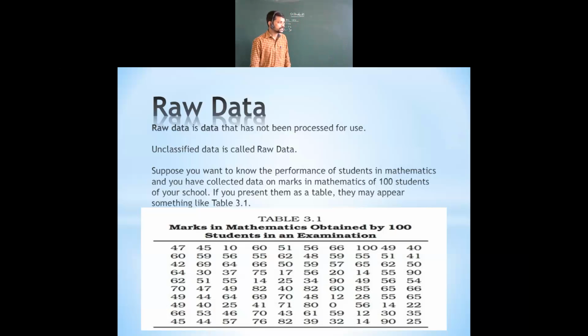Even in the first line, after the raw data heading, it says that raw data is data that has not been processed. It is not processed for use. For using that data, it is not processed in any way, into groups or classes. That is what we call raw data. Now, as I was giving examples, here we have one example. Let's see what it is.